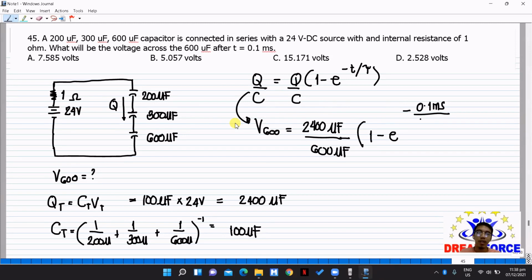Again, this is an RC circuit. Yung R natin is 1 ohm. Yung C natin, that is the C total, 100 microfarad. Mali ako ng unit dito. Unit ng Q natin must be in coulomb. Microcoulomb.